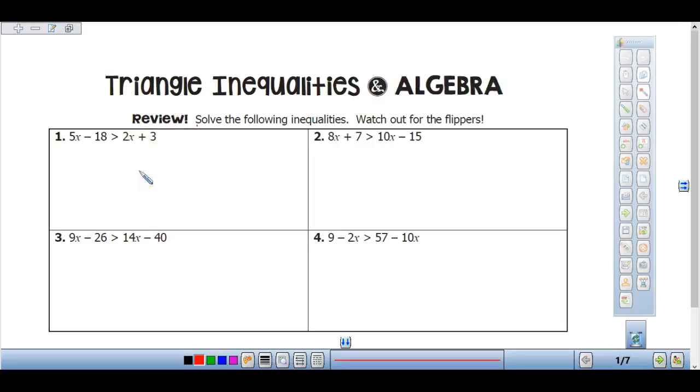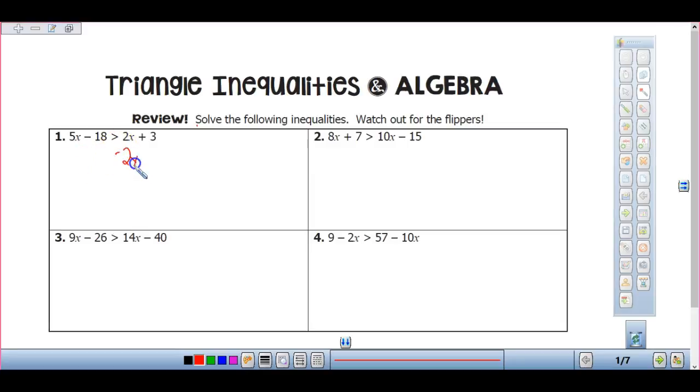Alright, so this is going to follow along, add on to what we did yesterday. In your book, you should be on page 27, and we're still doing triangle inequalities. First, we need to review a little bit on how to solve inequalities. So, kind of the same as solving equations.